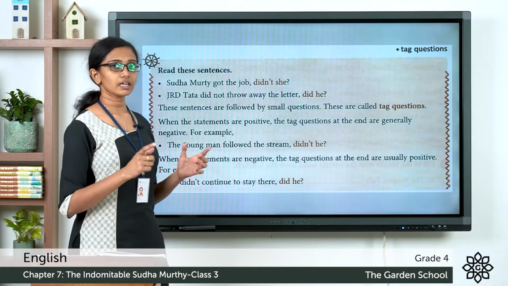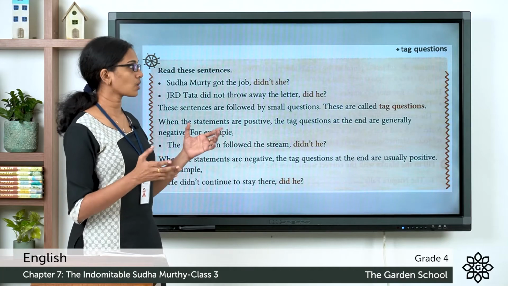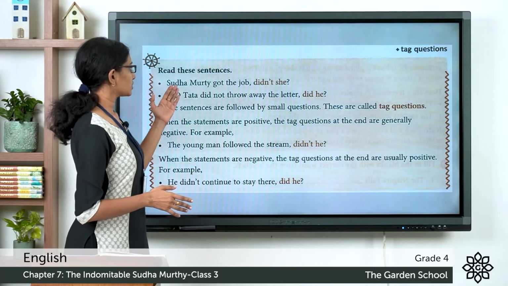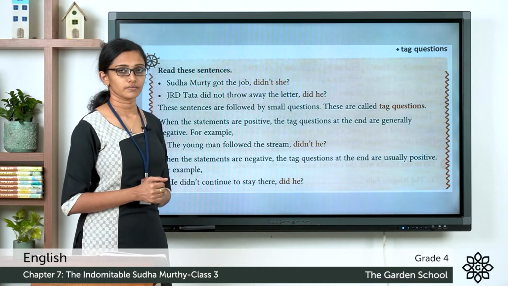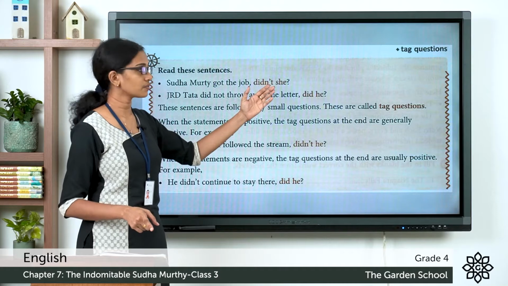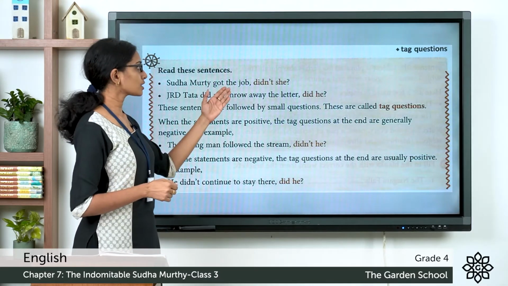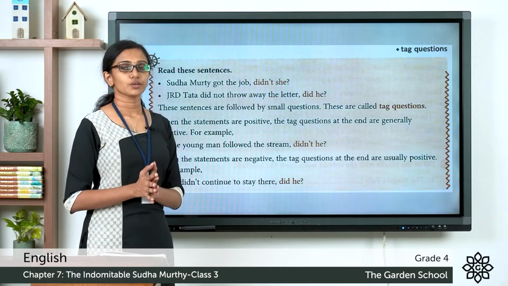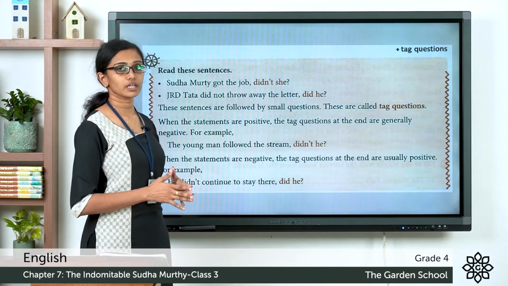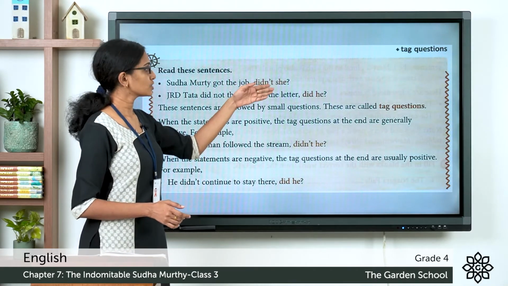So when you add certain words to the end of a sentence, like you're asking a question, you call that as tag questions. Now, here Sudha Murthy got the job. So it is a positive sentence. So when you are tagging a question to the end of it, the question should be in negative form. Like she got the job, didn't she? So since it is got given here, it should be didn't she. If it was gets the job, it should have been does she.